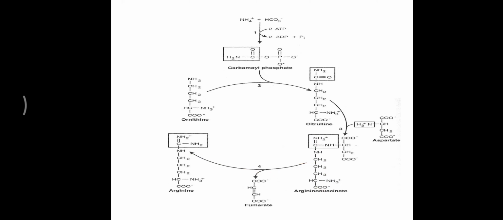Now this fumarate is mostly diverted to the TCA cycle, while the arginine will further convert into urea and ornithine. So finally, urea is generated at the end of the urea cycle, and we get the molecule of ornithine back for further action of the urea cycle. Ornithine is again generated in the cytoplasm, and from the cytoplasm it goes back into the mitochondria for further formation of citrulline. So that is how the urea cycle works in 5 steps.